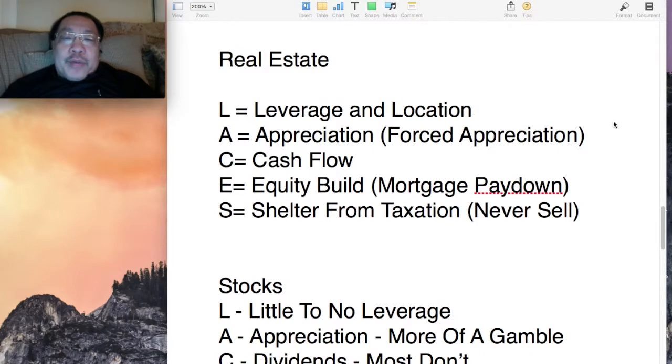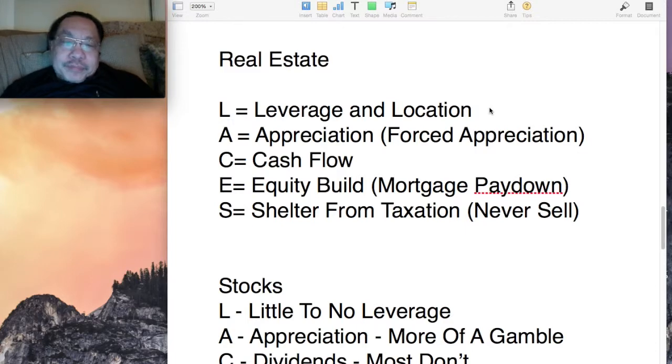So let's get back to L for leverage and location. Okay, what does leverage mean? Well, have you ever seen those cartoons where somebody has one of those teeter-totter things? They put the rock on a certain part of the fulcrum, they call it. With this teeter-totter, you could move a gigantic boulder, whereas if you try to do it by hand, it's almost impossible. So leverage is really important. What does leverage mean in real estate?